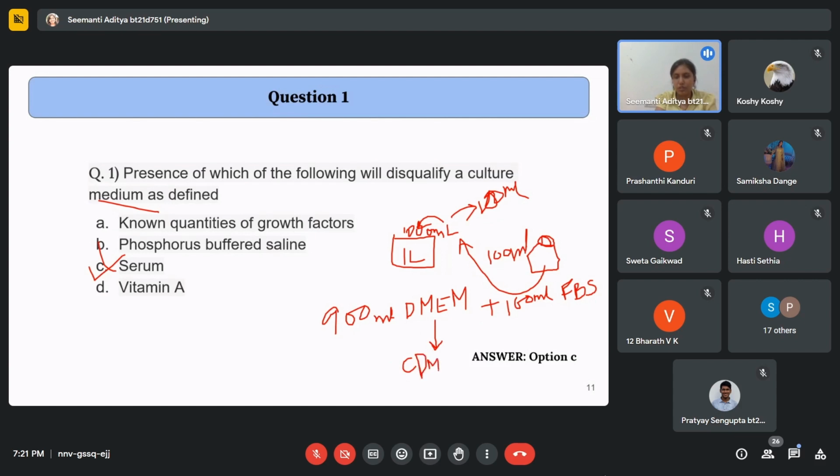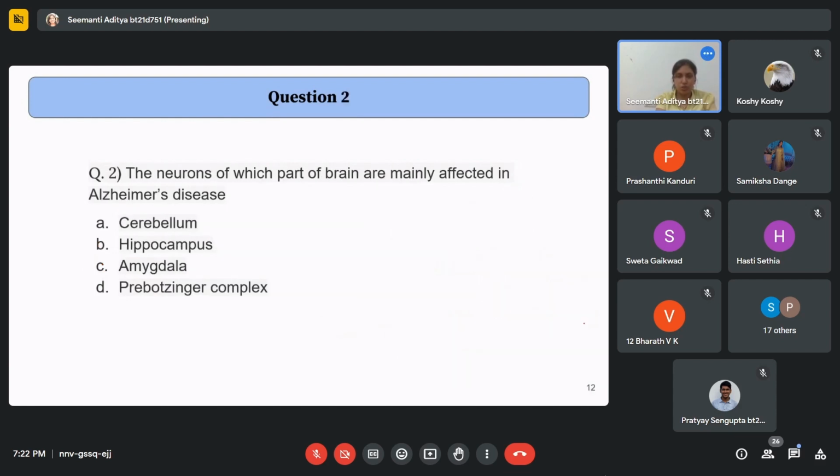So this is what we use generally for cell culture, because this works fine with our cells. I mean, 10% FBS is fine. Also, as I said, FBS needs to be first inactivated and then used. Yeah. The next question then.